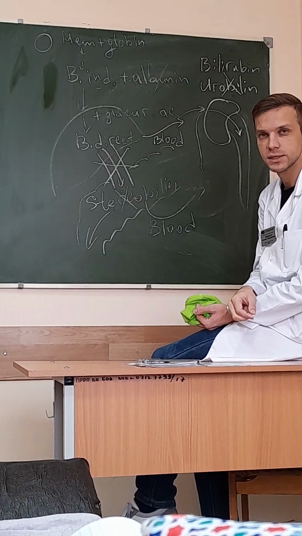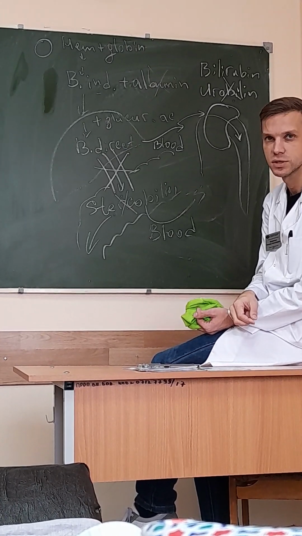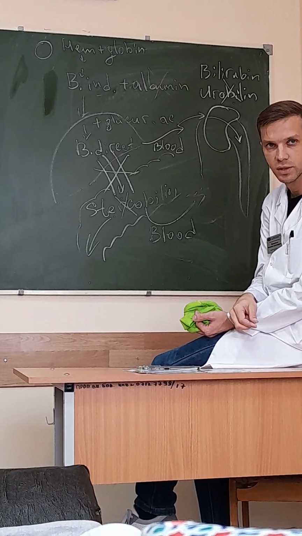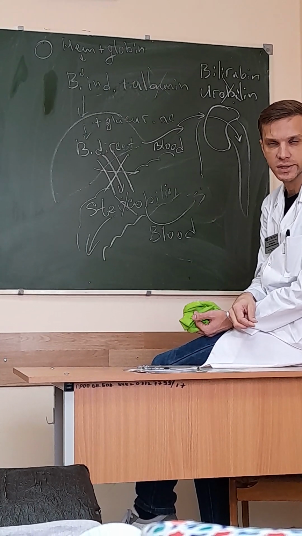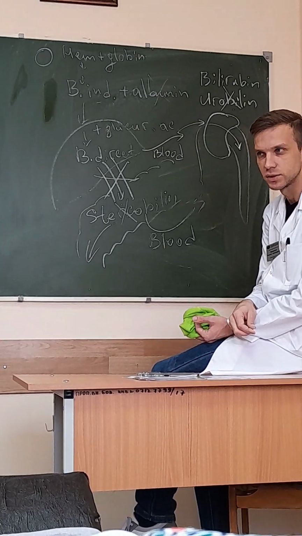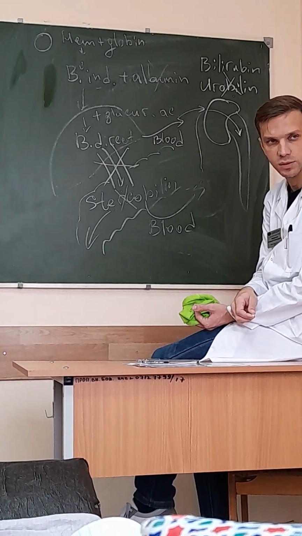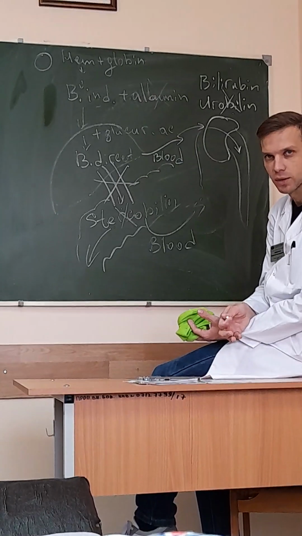In all three cases, urine is dark. In hepatic and post-hepatic jaundice, because of the presence of bilirubin, urine is dark brown or practically black, very, very dark urine. In prehepatic jaundice, there is only urobilin. That's why urine is dark yellow, darker than normal, but not brown.